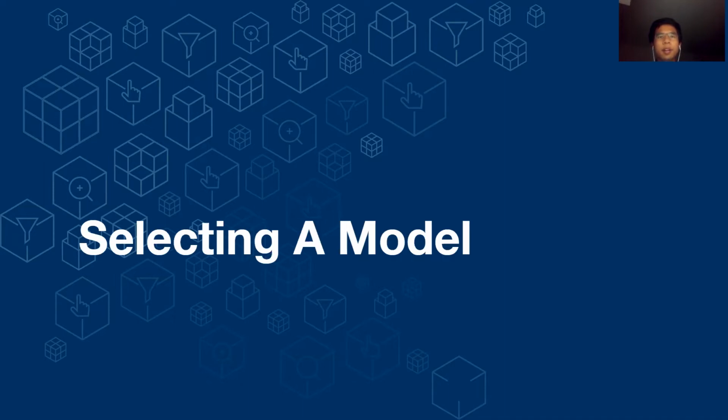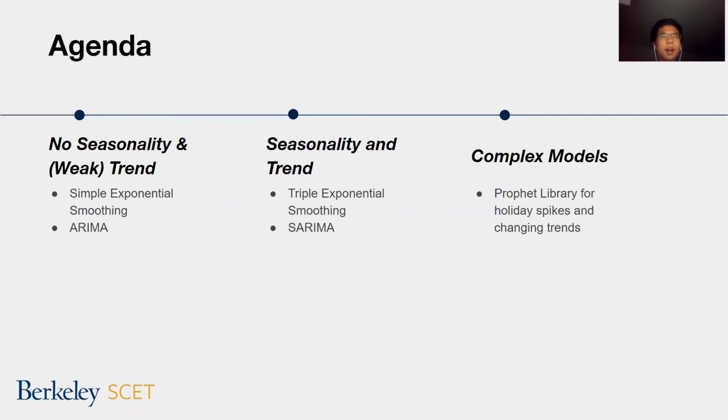I'll be going over how to select a model for time series forecasting. To begin, we'll be talking about three different cases. The first is when there's no seasonality and a weak trend, next when there's seasonality and trend, and then lastly, we're talking about more complex models where you have holiday spikes and changing trends.